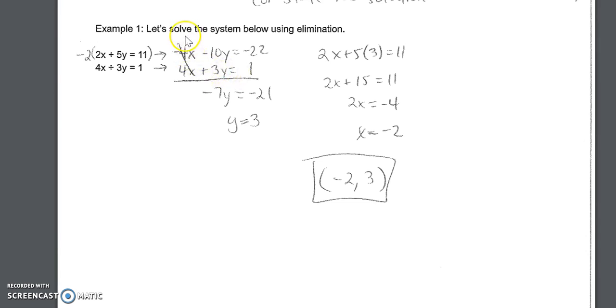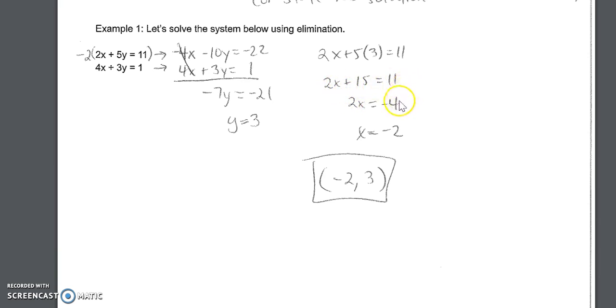And then remember, our next step was to add. So negative 4 plus 4 is 0, or there's a line through it, so it cancels out. Negative 10 plus 3 is negative 7. Negative 22 plus 1 is negative 21. Negative 21 divided by negative 7, positive 3. Take the 3 and plug it in. Does it matter what you plug it into? Absolutely not. You can plug it into the first equation or the second. You can even plug it into the multiplied equation. It doesn't matter. We chose to plug it into the first equation.